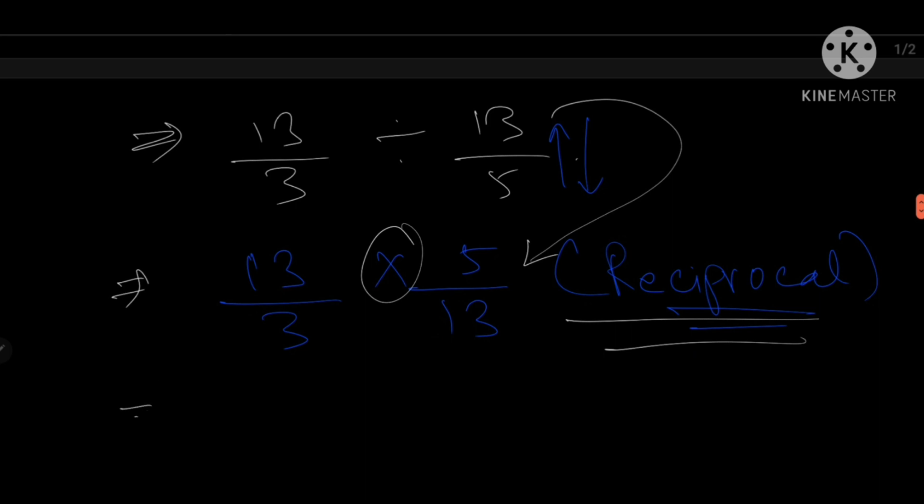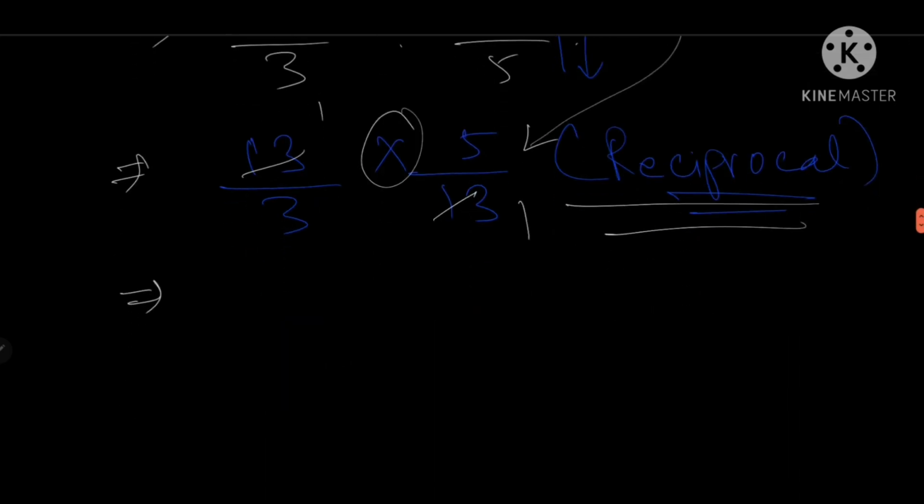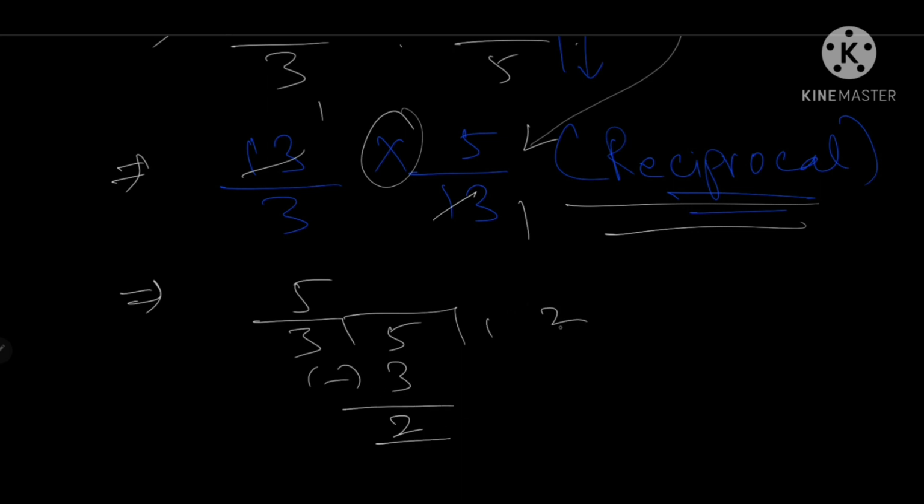Then we start reducing simply. 13 ones are 13, 13 ones are 13. This will be 5 by 3 because they are not reducing more, and since 5 is larger, that means the numerator is larger than the denominator. We'll just simply divide. 3 ones are 3. This will become 2. So one whole number 2 by 3 is your basic solution to this division.